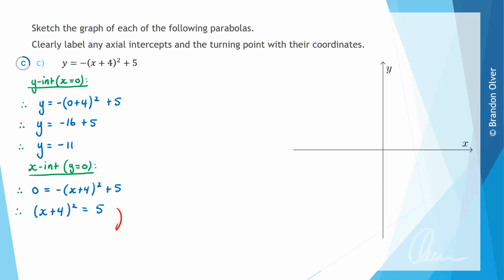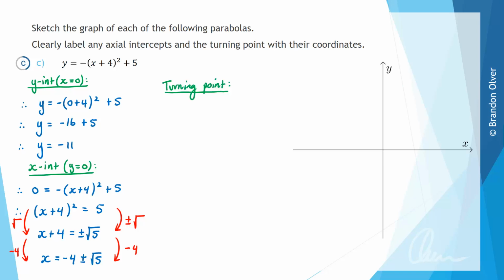And now we want to undo the square that's occurring to the x plus 4. So we take the square root of both sides, remembering that we get plus or minus the square root. So here we're going to have x plus 4 is equal to plus or minus the square root of 5. And then finally, to get x by itself, we're going to subtract 4 from both sides of the equation. So our x-intercepts are going to be x is equal to minus 4 plus or minus the square root of 5. The final thing we need to find is the turning point.